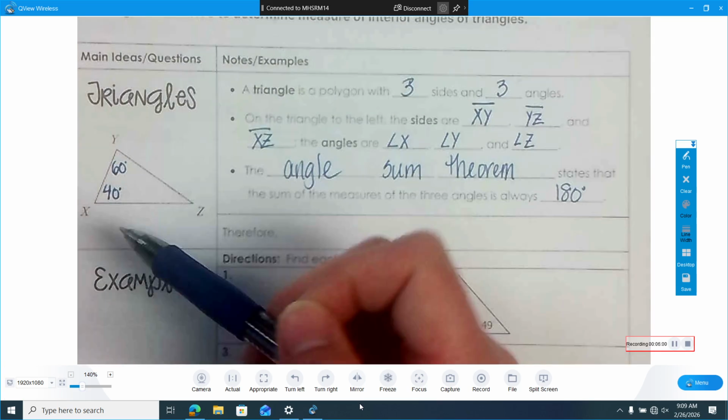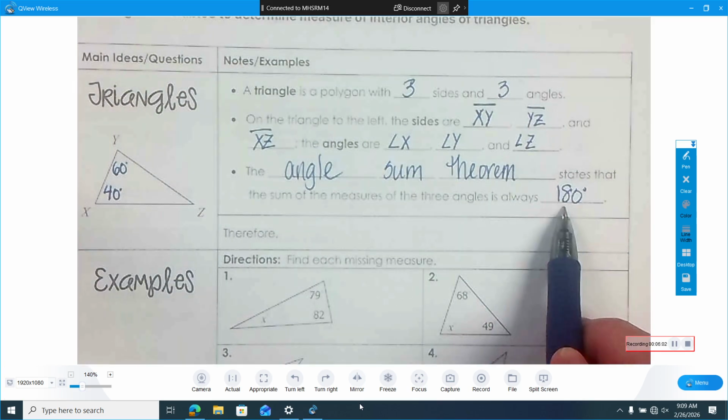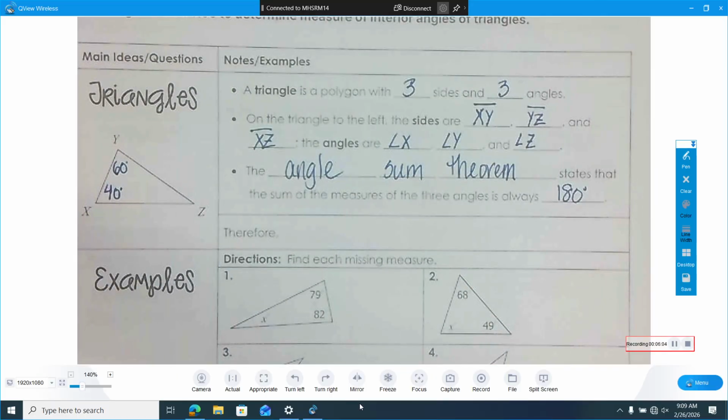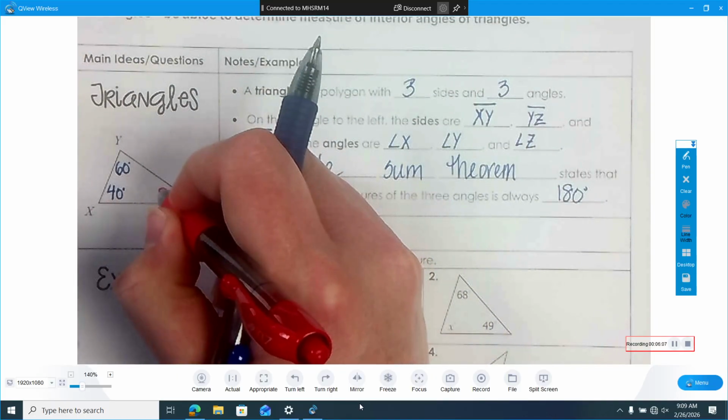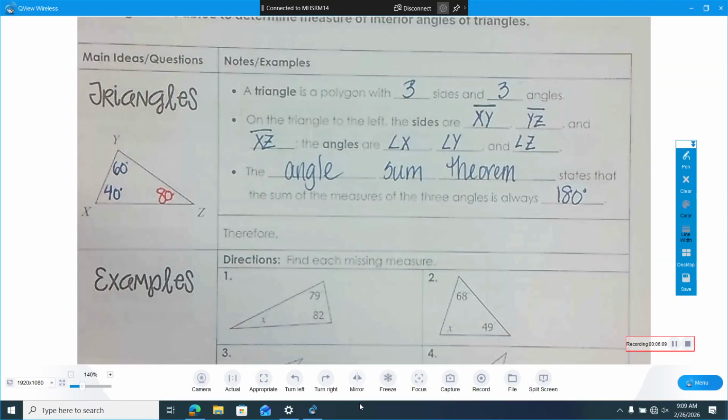Yeah, good. 60 and 40 makes 100. So we're 80 degrees away to create that. So it doesn't look like 80 degrees though. No, but that's okay. We're pretending.